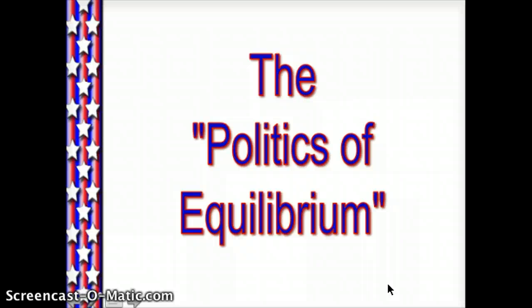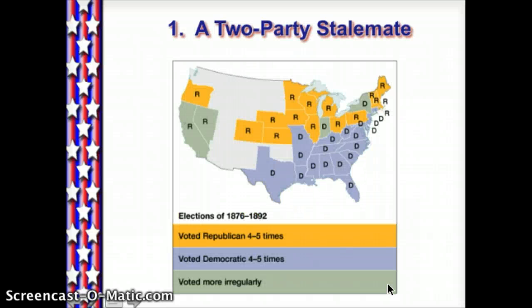So, if we take a look at the Gilded Age politics from a two-party point of view, one of the things that we notice here, if we take a look at the elections from 1876 to 1892, is the states that vote Republican 4 or 5 times in a row are mostly in the Northeast and Midwest. Those who vote Democratic 4 or 5 times during this period are mostly in the South. And those who are irregular are the swing states of California, Nevada, Indiana, New York.